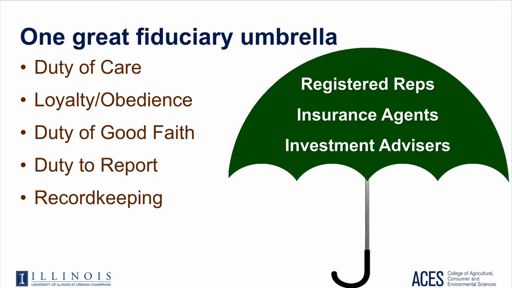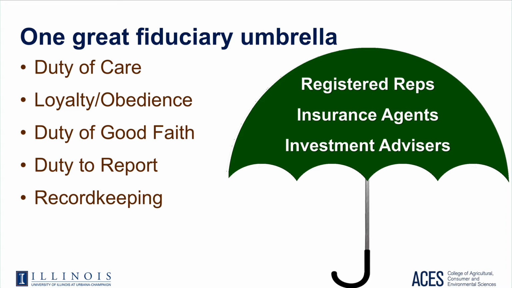And generally speaking, that means that I have to have a duty of care. And I have to put your interests before my own. I need to make sure that your goals are met before my goals, which are generally somewhat of a compensation element, come into play. I have a duty of loyalty and obedience to you. So I need to be loyal to your wishes.